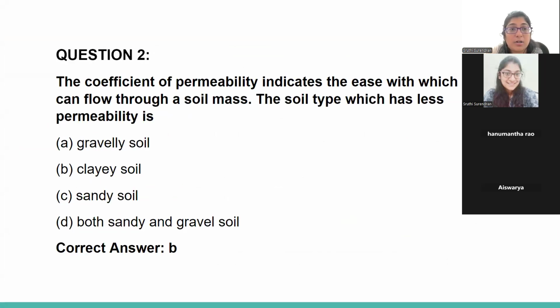Again, what does the coefficient of permeability indicate? Now we know that the more easily the water can flow, the more permeable it is. So coarse grained soils are highly permeable. At the same time, clay is a very less permeable soil. So clayey soil has less permeability. Gravelly soil has high permeability. Sandy soil may be a little less than gravelly, but it also has high permeability.